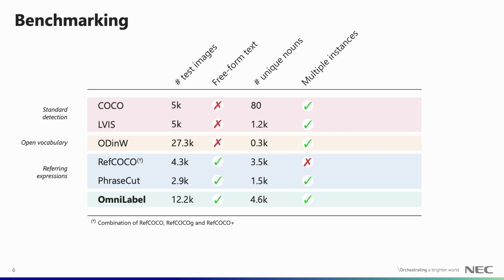OmniLabel annotates multiple instances per object description, just like in standard object detection, but this is not a common feature in referring expression datasets. And finally, one key contribution of our dataset are negative descriptions, which are also standard in detection benchmarks, but are not in referring expression datasets.